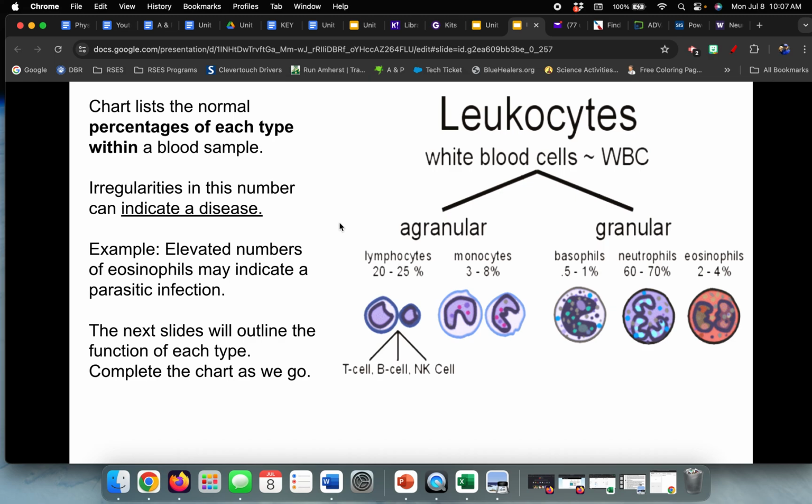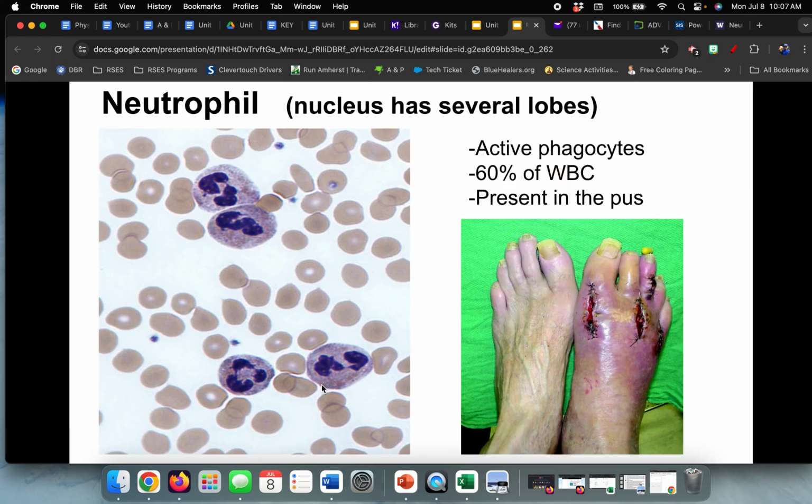These numbers are important because if there are irregularities, so these numbers are off, that usually indicates some sort of disease. So if there are more eosinophils, well, their job is to attack parasites, so you probably have a parasitic infection because these guys are needed more. And we'll go through each as you fill out this chart.